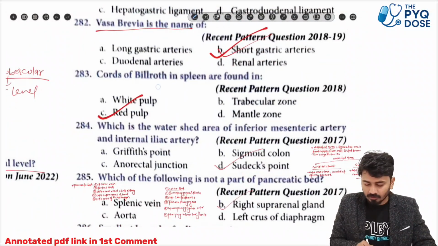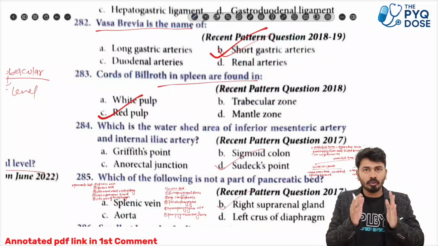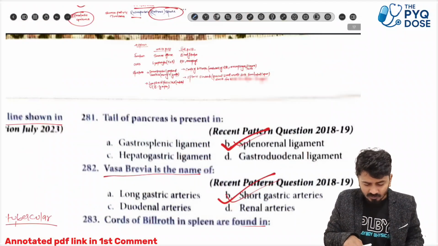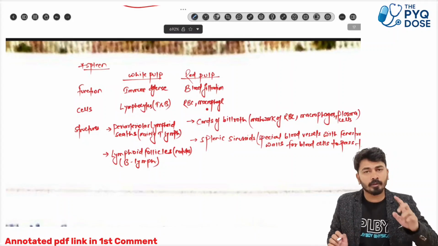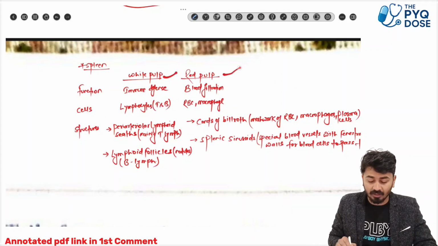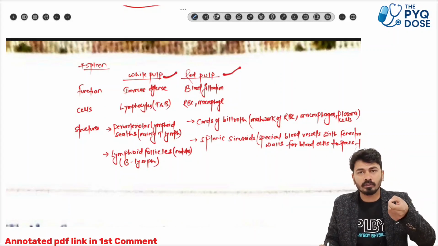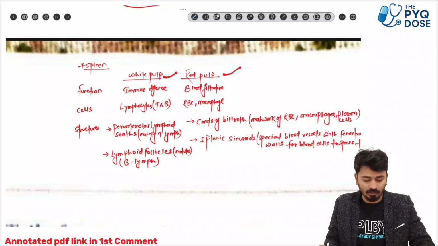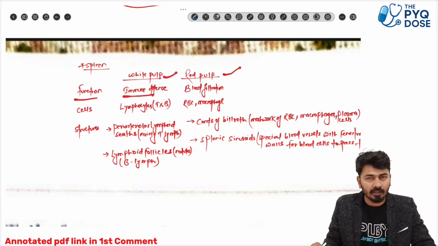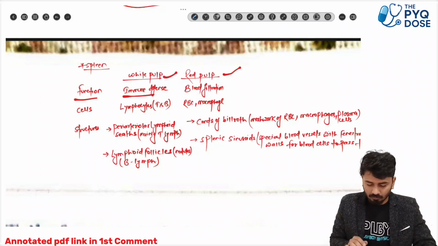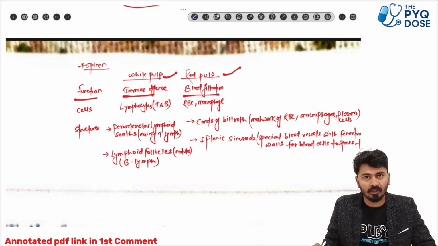Cords of Billroth in the spleen are found in. Okay, so let's do the spleen once and for all. Let's see what all they will be asking from the spleen. Actually, if we see the spleen, there will be two parts. One is the white pulp, another one is the red pulp, and most of the questions come from these two topics only. White pulp has the function of immune defense, whereas the red pulp has the blood filtration function.